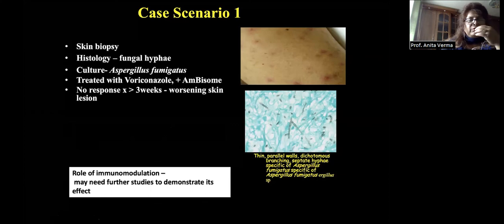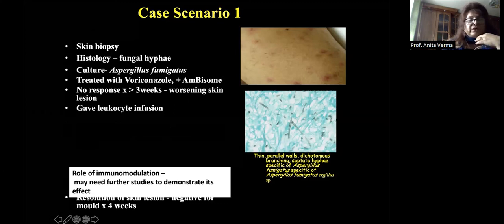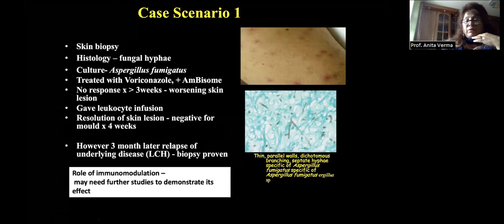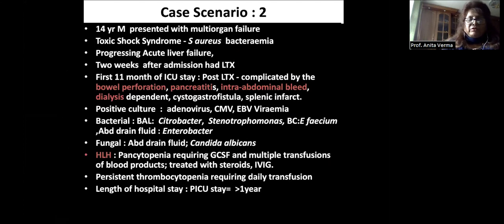Then we started him on treatment, adding voriconazole along with AmBisome, and despite more than 3 weeks of treatment, there was a worsening skin lesion. And also we gave him leukocyte infusion. There was a resolution of the skin lesion and cultures were negative for mold after 4 weeks. However, 3 months after, this patient had relapse of the underlying disease. I think what treated him was immunomodulation. So that's what we have to think about in some of the patients.